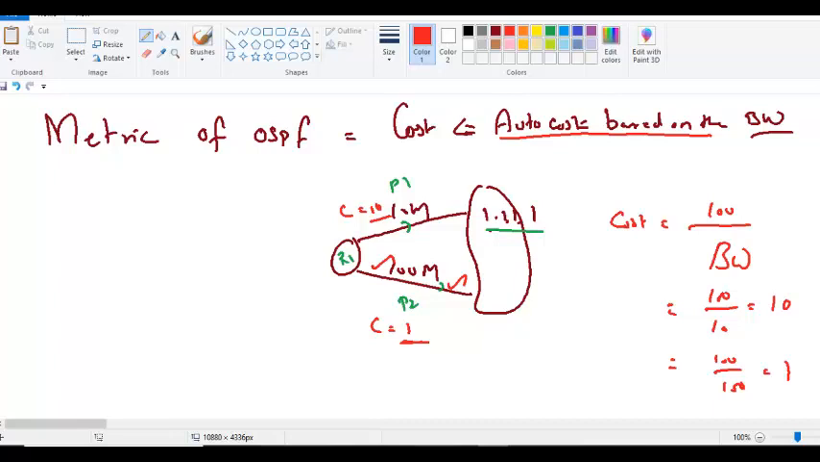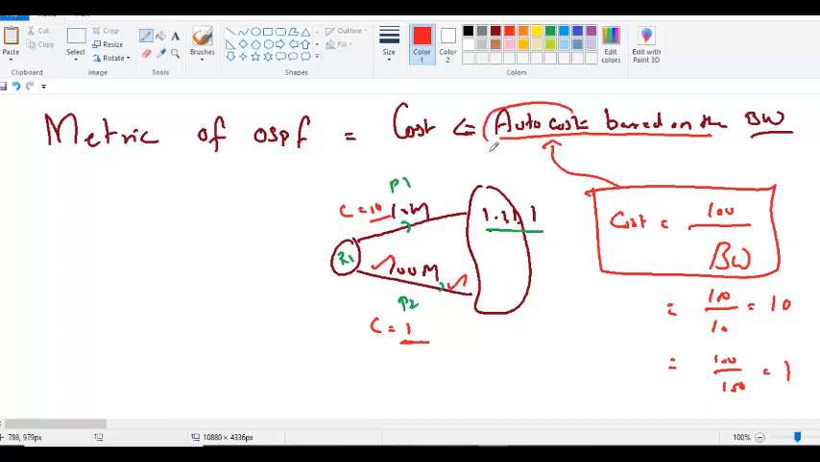This is the formula. This is the formula it is using to calculate automatically the cost. If the bandwidth is 10 meg, cost is 10. If the bandwidth is 100 meg, cost is only 1, because it's 100 by bandwidth. And bandwidth is written in MB, megabits. So OSPF cost is calculated automatically.